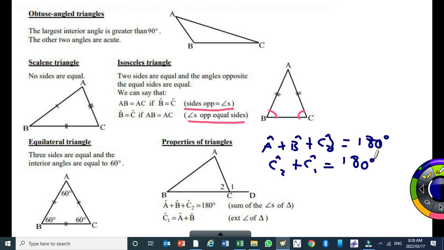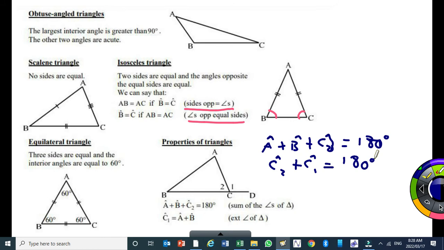Now you've got two equations here, right? The right-hand side is the same. Do you see that? Can you pay attention? The right-hand side is the same.